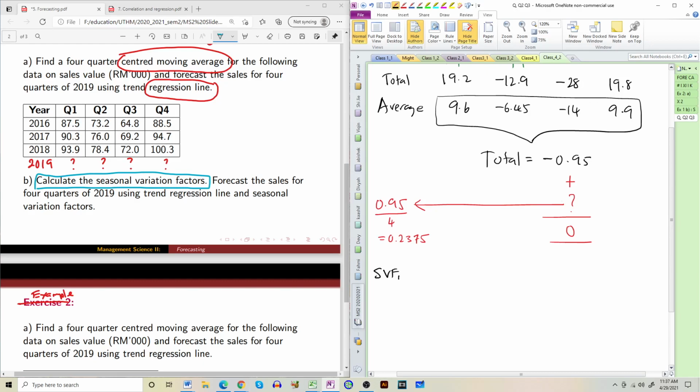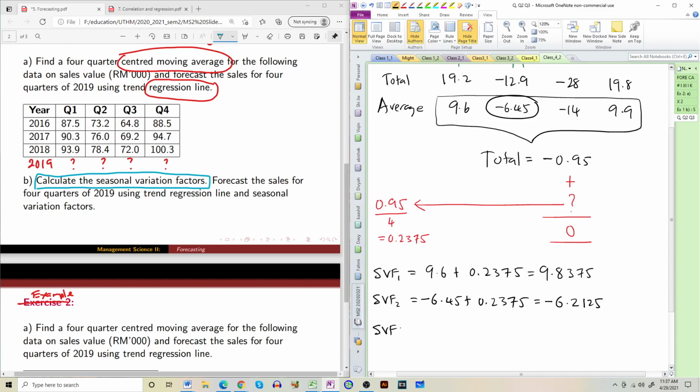So seasonal variation factor 1 is, you take the 9.6 just now, the one average, you plus with 0.2375, that would give you 9.8375. Seasonal variation factor 2 for quarter 2 is negative 6.45 plus with the adjustment. Quarter 1 would be negative 14.